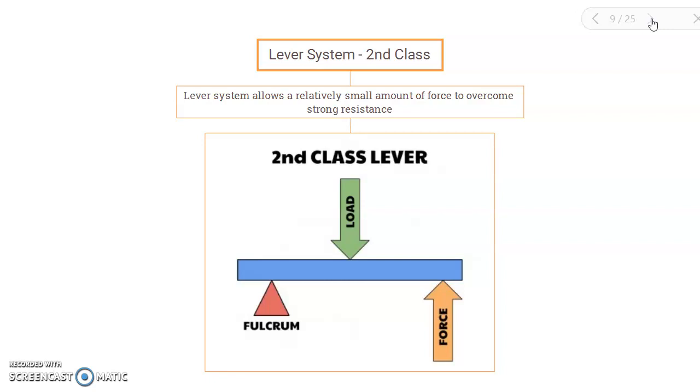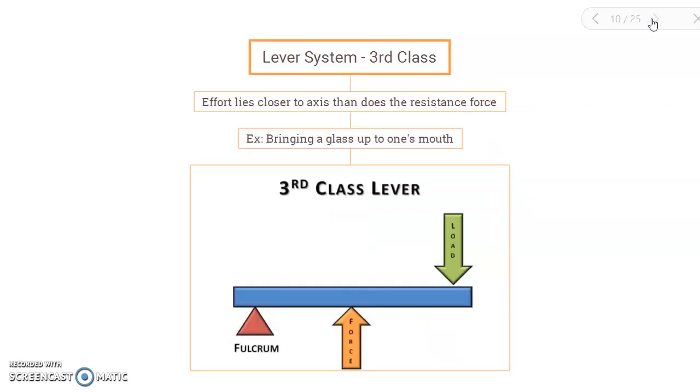The third lever system is similar in that the resistance and force also lie on the same side of the axis, but the effort lies closer to the axis than does the resistance force. For example, if you bring a glass up to your mouth, that's an example of a third class lever.